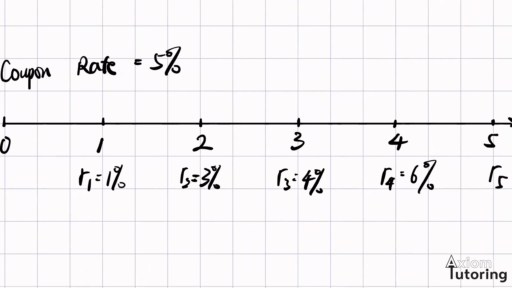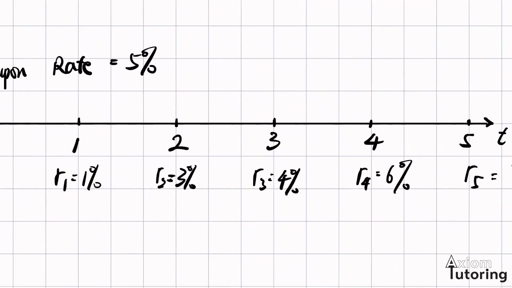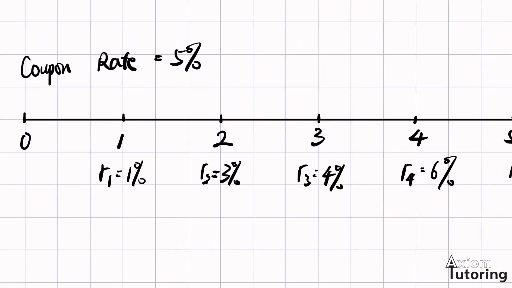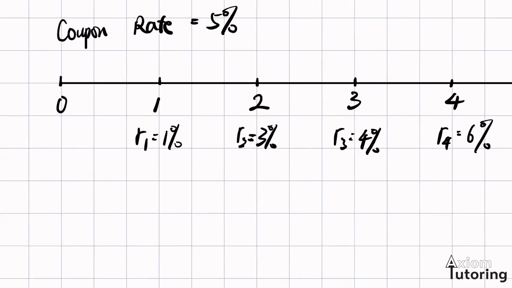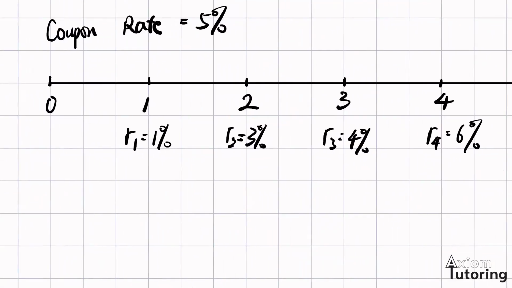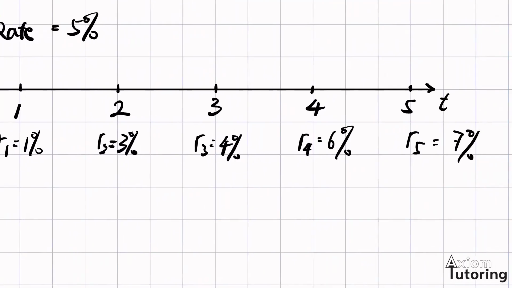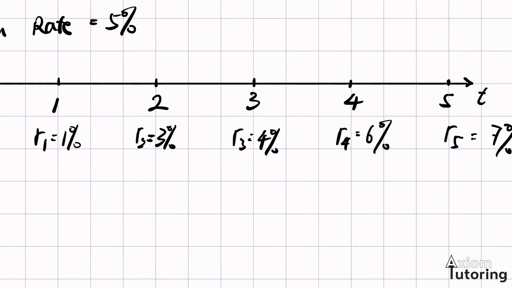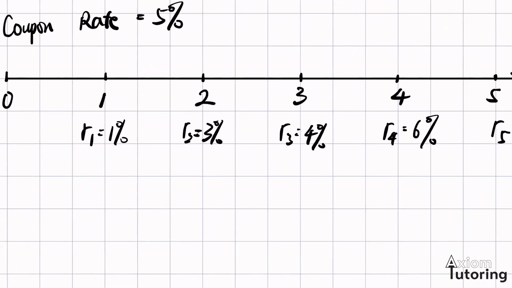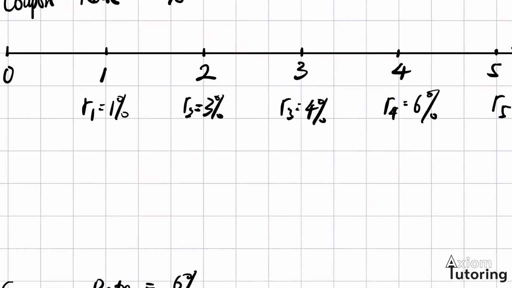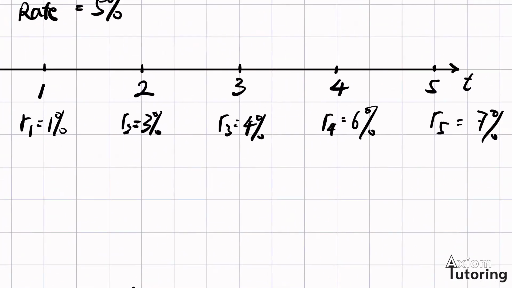So what if I have a coupon rate of 5% now? Instead of 3%, I'm just going to change it to 5%. And now I have different spot rates as well. We use the same spot rates for the first 3 years, just like the first one, but we'll extend it by 2 more years. So I have R4 and R5, which are 6% and 7%.